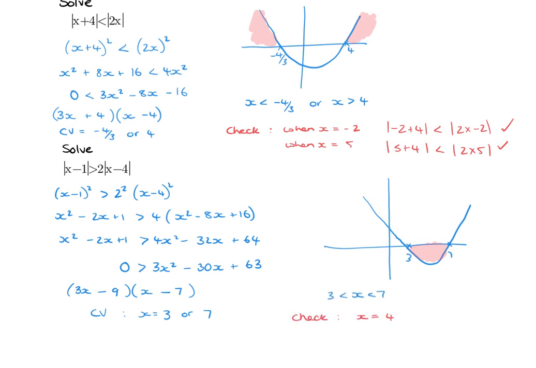So once again, I can check my inequality. So I'm going to choose an x value between 3 and 7. I've chosen x equals 4. And so yeah, 3 is bigger than 0, so I'm happy with my inequality.